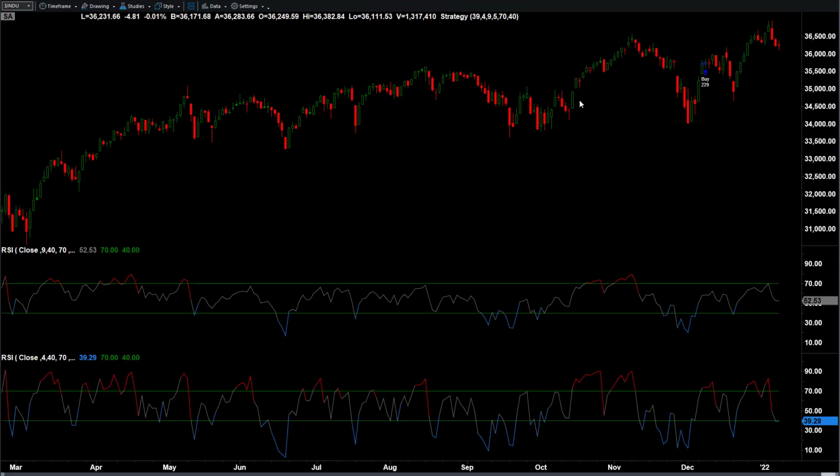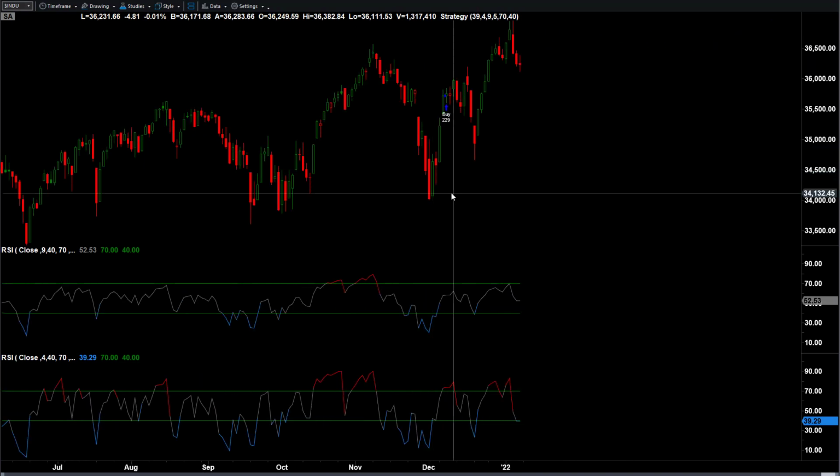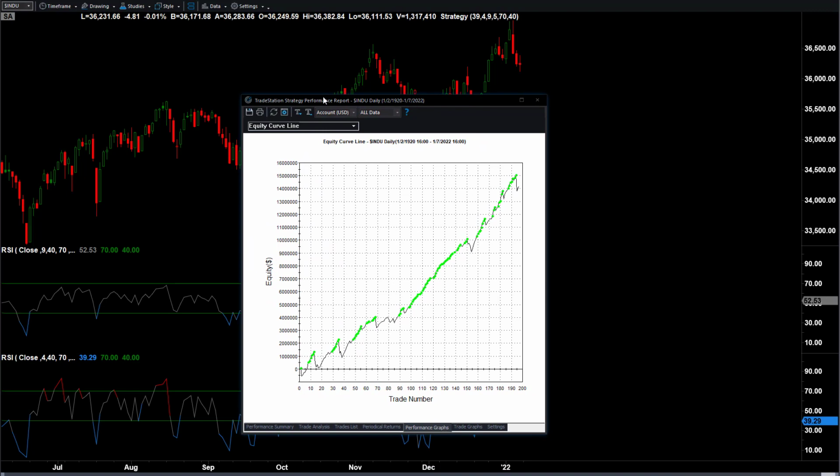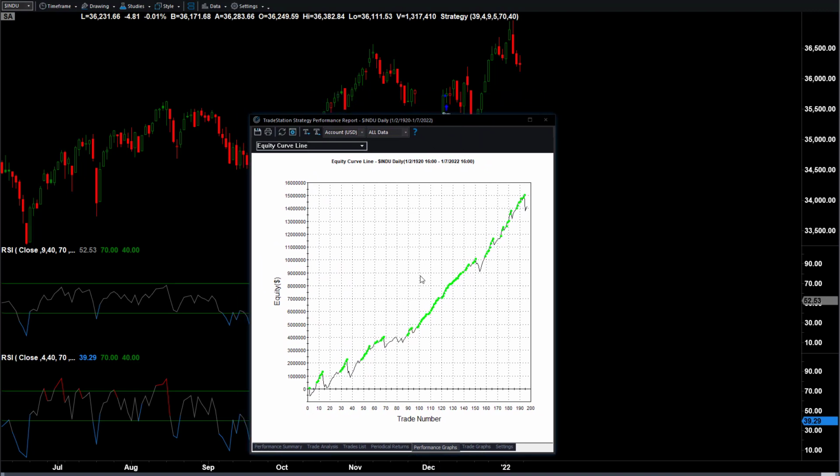INDU for industrials, Dow Jones Industrials. So it also got into this trade here a couple of weeks ago. And so let's reach back to 1920 and see how the system has done. And that's just remarkable. I mean, this simple system has been working since 1920.